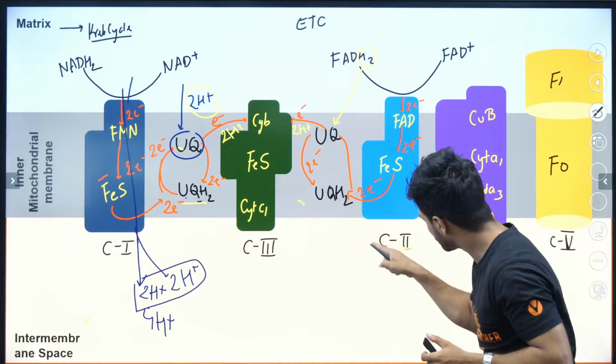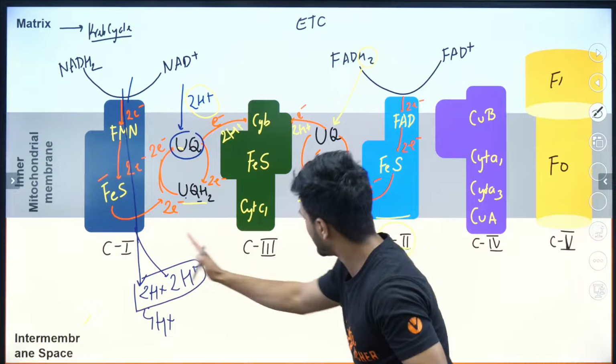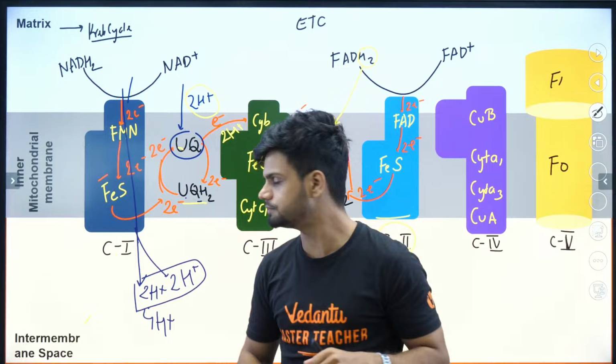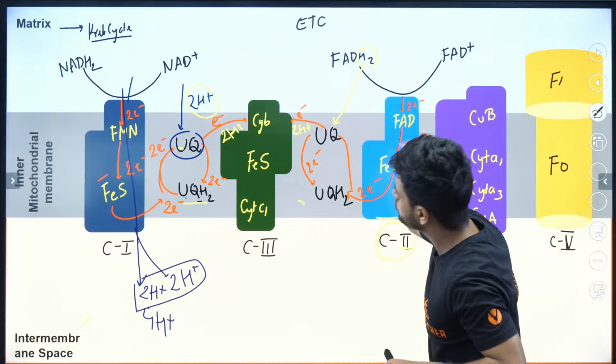Complex number 2 is only here. It is an inner membrane protein. Complexes 1, 3, 4 and 5 are intermembrane proteins. That's why the H plus is sent to ubiquinone. Ubiquinone will send 2H plus here.